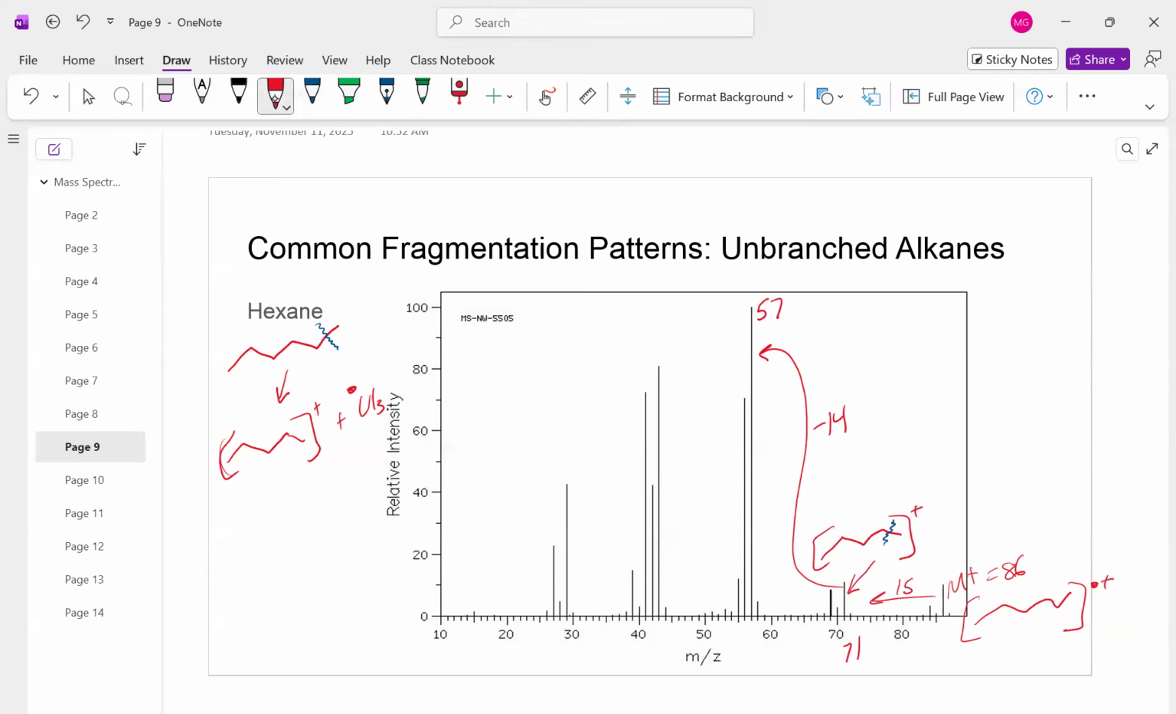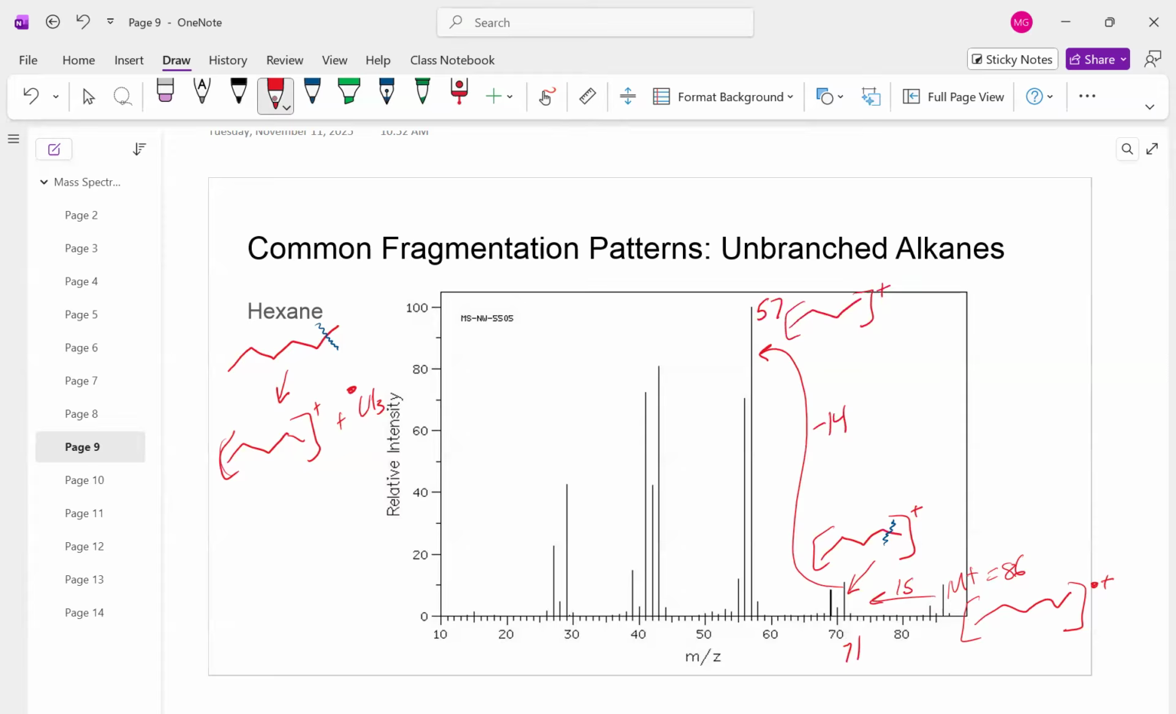So this base peak here represents that cation. And most likely it'll fragment to form the more stable secondary cation, but it's okay if you just want to put the positive charge outside on the brackets.